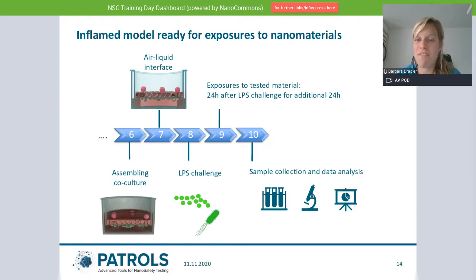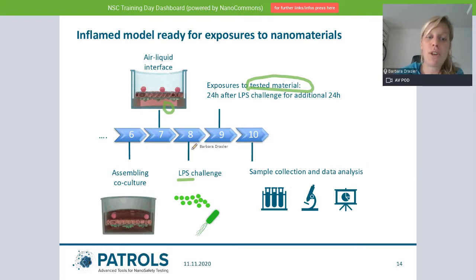So now we have an inflamed model, and now it's ready for exposures to nanomaterials. This is something that we have not yet done in the lab, but it is on our to-do list in the group. This means that after we have the LPS challenge, where LPS is applied in the system, for example, in the basal compartment for 24 hours, we would then add the tested material. Here would be the exposures on day 9, and then, for example, on day 10, which would be 24 hours of exposure to a nanomaterial in an inflamed model, we would then do sample collection and data analysis.